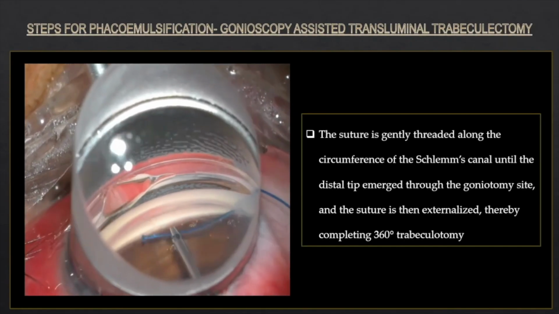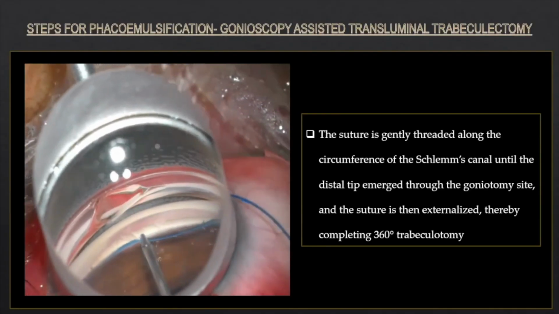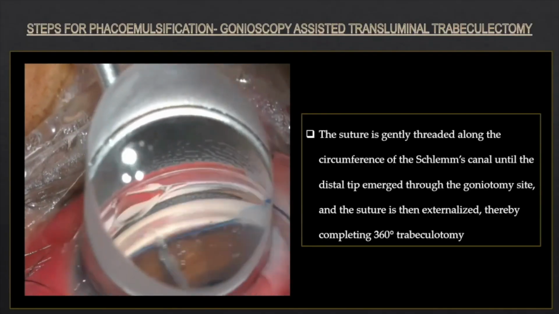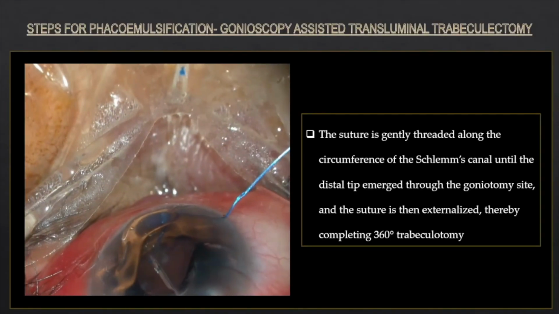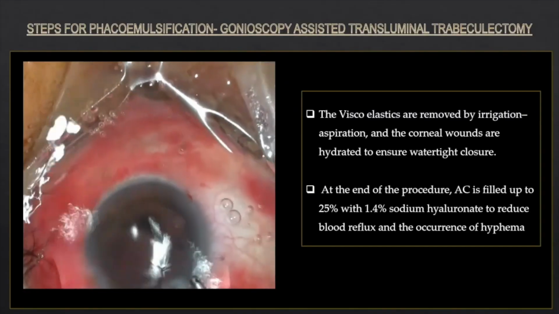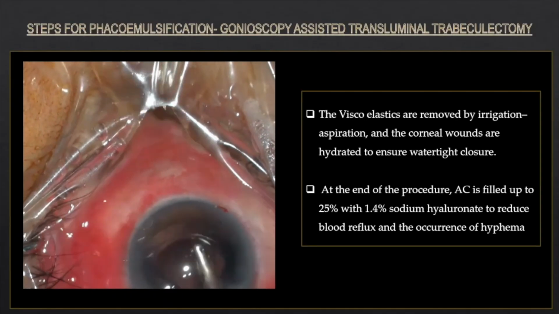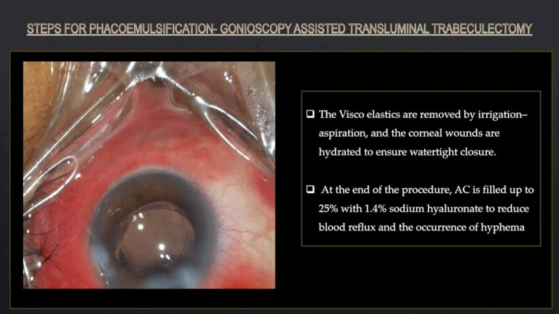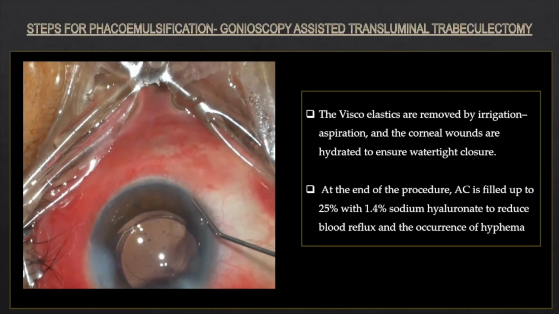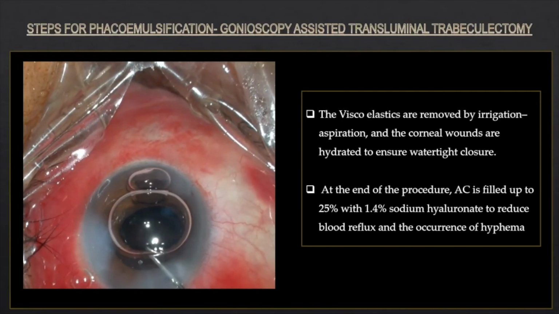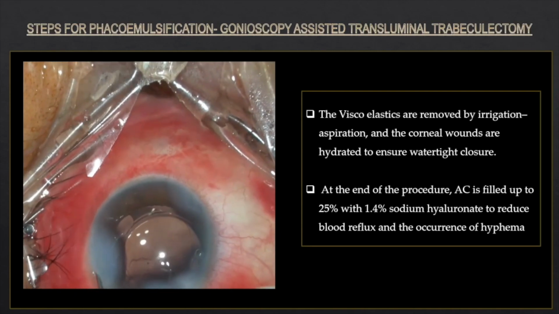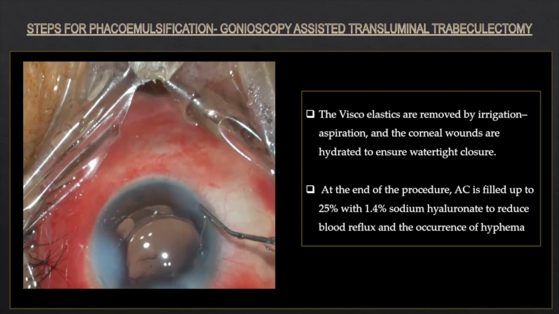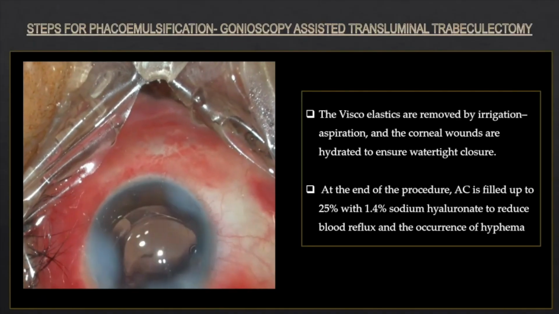The suture is then gently threaded along the circumference of Schlemm's canal until the distal tip emerges from the other side of the incision, thereby completing a 360-degree trabeculotomy. The viscoelastics are removed by irrigation and aspiration, and corneal wounds are hydrated to ensure watertight closure. At the end of the procedure, the AC is filled with 25% of 1.4% sodium hyaluronate to prevent blood reflux from Schlemm's canal and occurrence of hyphema.